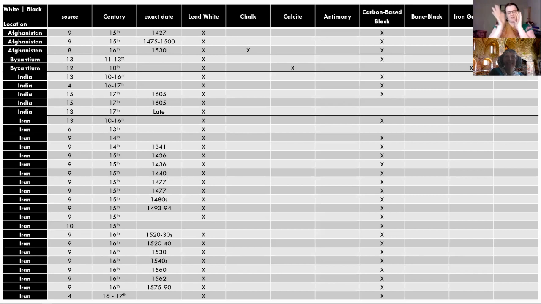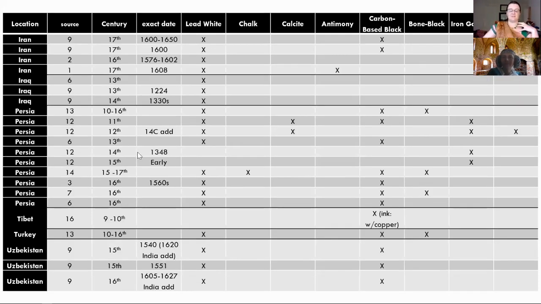So I made very quick and dirty tables for those who can't do multi-screen or want to look at the link later. This is what I was talking about, where almost everybody was using lead white and almost everybody was using a carbon-based black. There should be a line there, and I apologize that it did not transfer over. But the idea is that if you're doing an Iranian piece that's 13th century, you can go to Iran, 13th century, and look at what pigments they were using, and then you've got that kind of basic breakdown. And then here's the other half of that. This is much easier to see in the singular spreadsheet as opposed to broken up. And here's my ink with copper for Tibet.